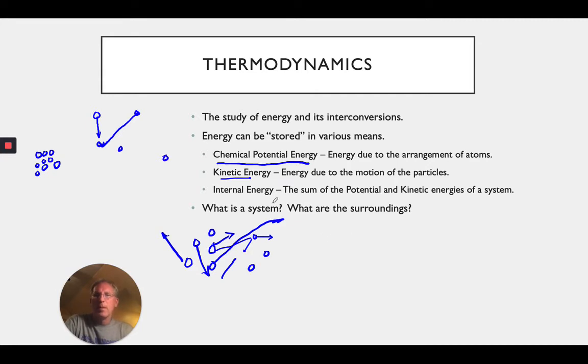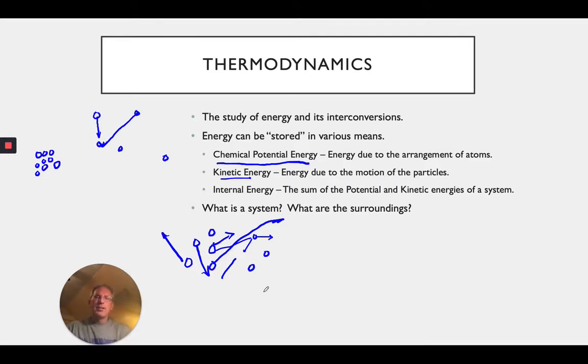Lastly, there's a term called internal energy. We don't deal with that much, but it is the sum of potential and kinetic energies of a system. So if you add the potential and the kinetic together, you get the internal energy. Which leads us to the next question, which is, what is a system? Well, a system is anything that you choose. It's usually a set of objects that you are interested in.